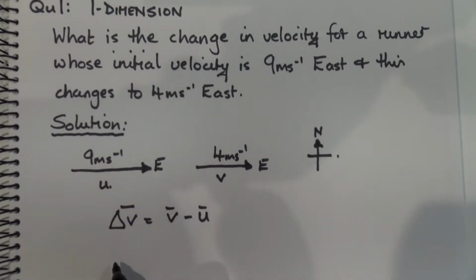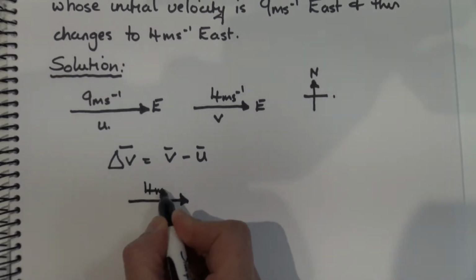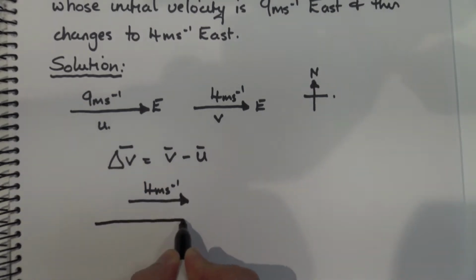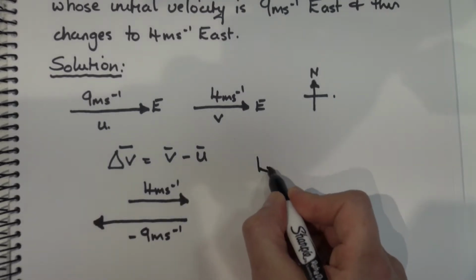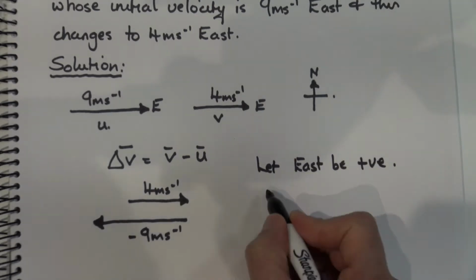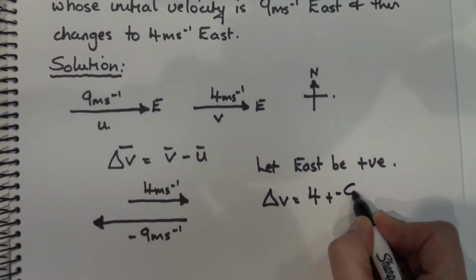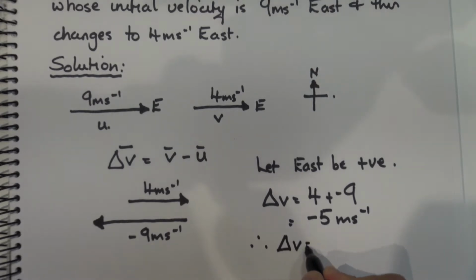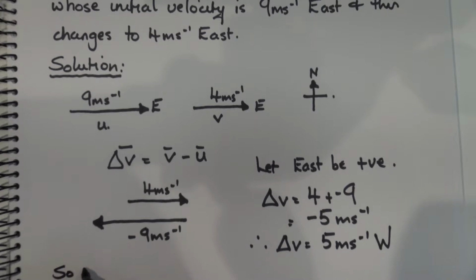We're going to write down v first in our algorithm. So let's put down the v vector, which is 4 meters per second. And then we do negative u, which means we go in the opposite direction. So we're going to go 9 meters per second negative, which means it's going to be west. They're going in the same plane, so let's make east positive. So delta v will be plus 4 east, plus negative 9 west, which gives us an answer of negative 5 meters per second, or 5 meters per second west.